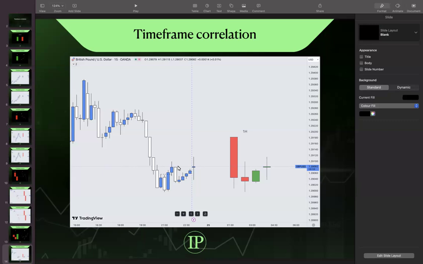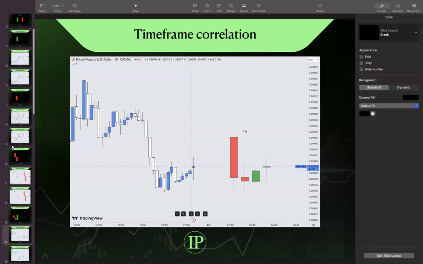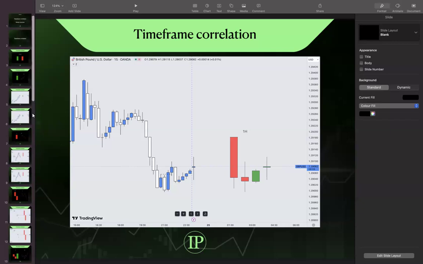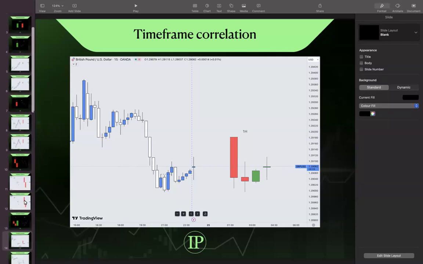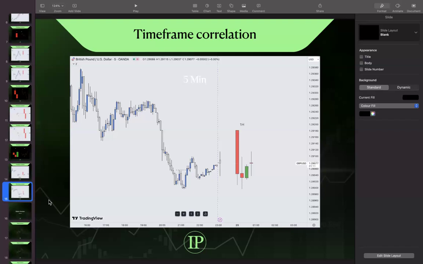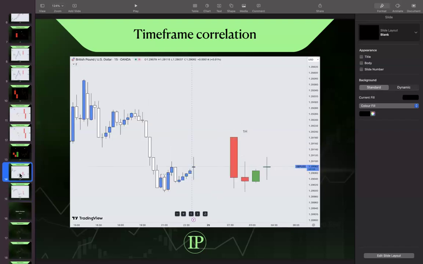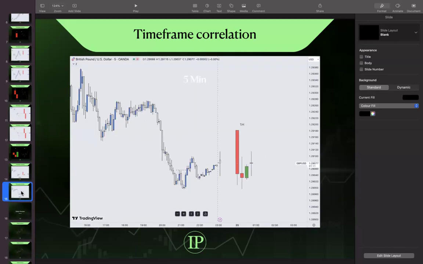Okay, so let's look at the next one. Okay, so if that was not enough data on the 15-minute, even though it played out perfectly, we can go down a time frame to see more data, okay?